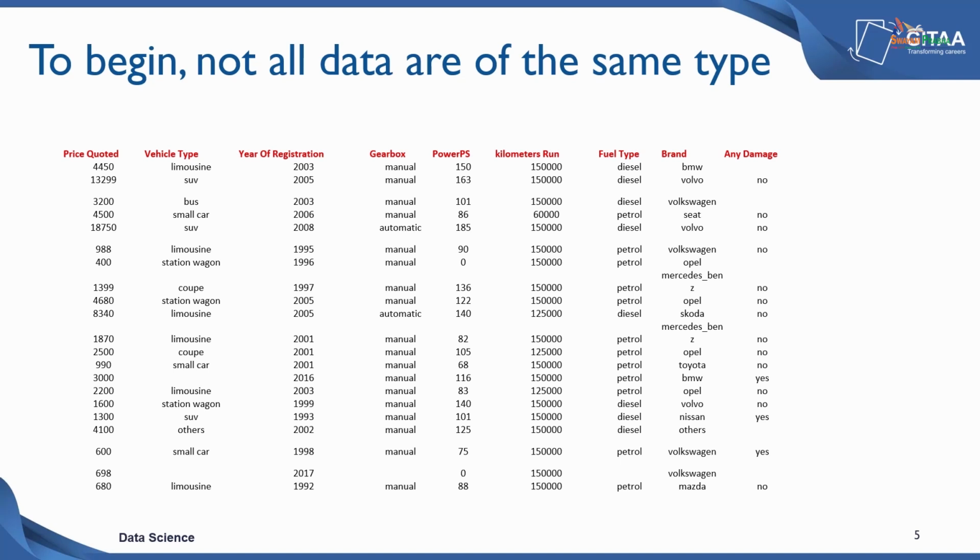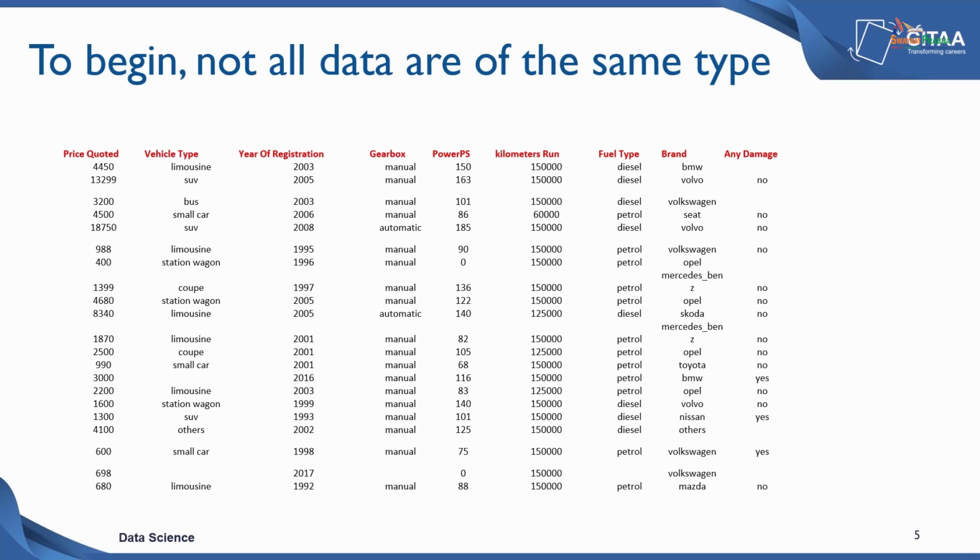Look at the data on vehicle type. The vehicle type has only a few specific types. It's a limousine or an SUV or a bus or a small car. So there are only specific values that the vehicle type can take. To start with, this is not numeric data. This is text data, and it is also limited by the number of choices that can appear within this data variable.